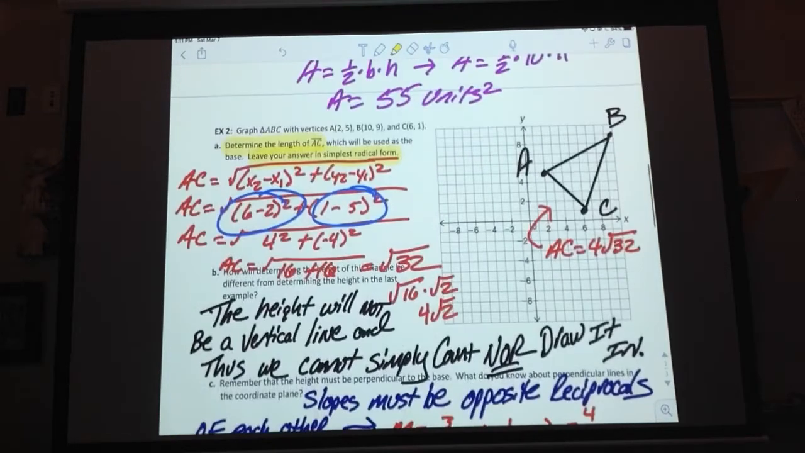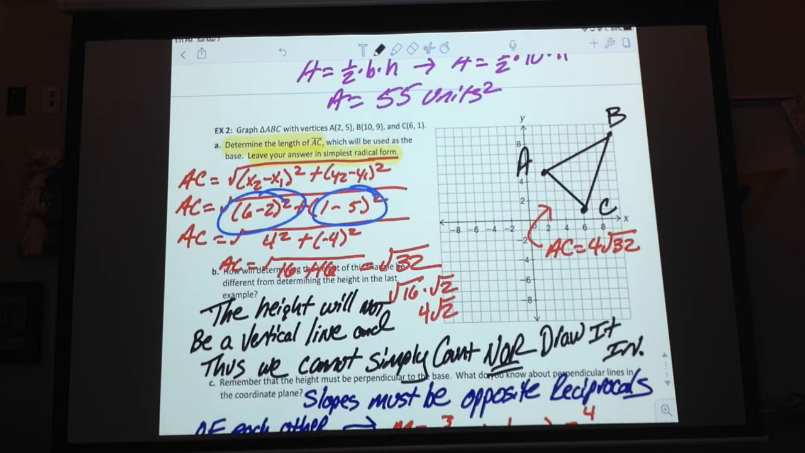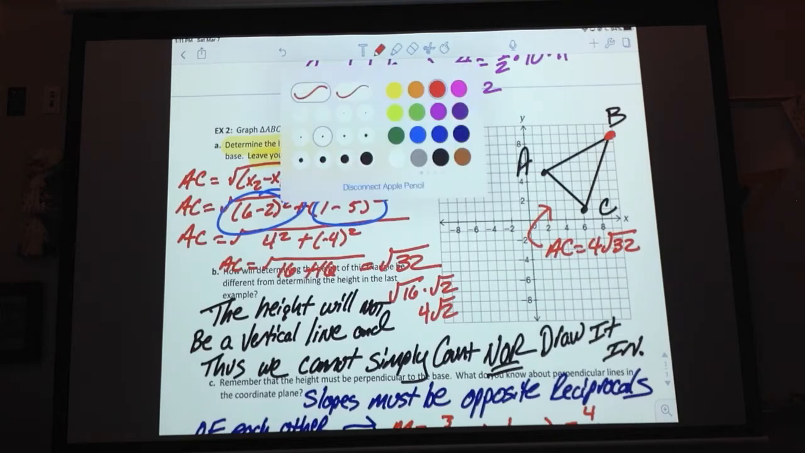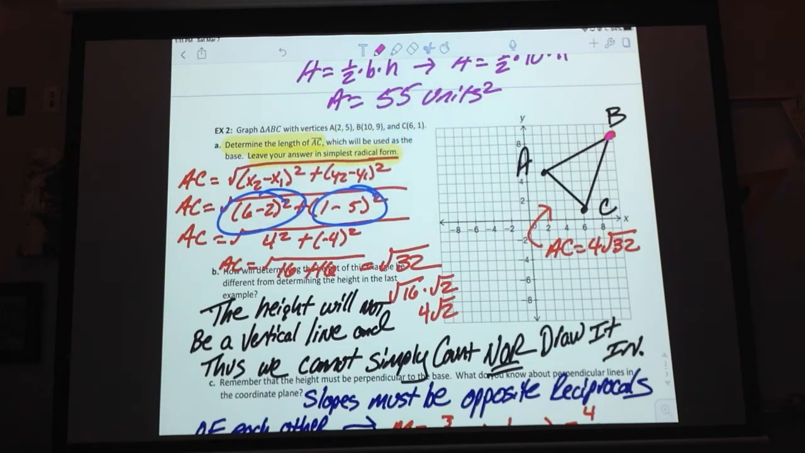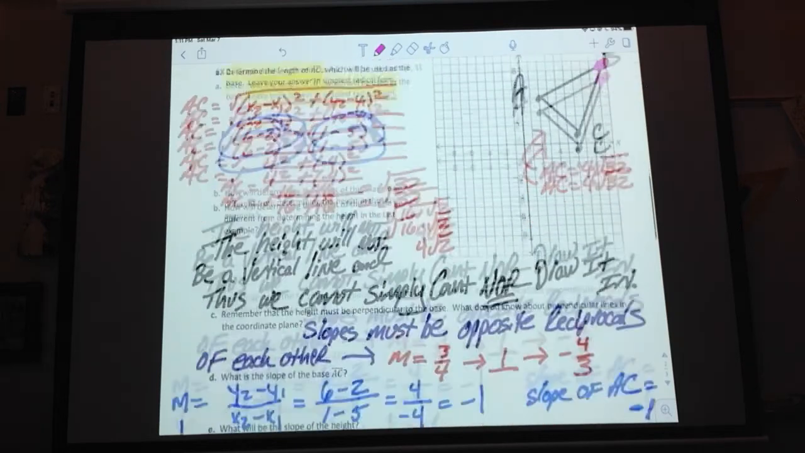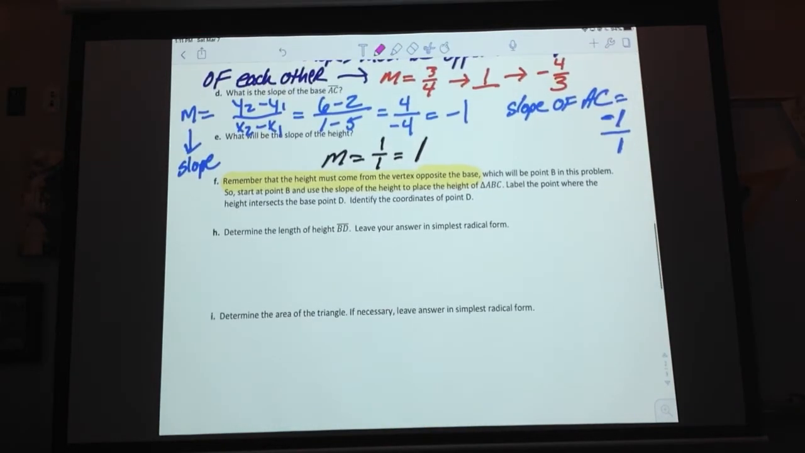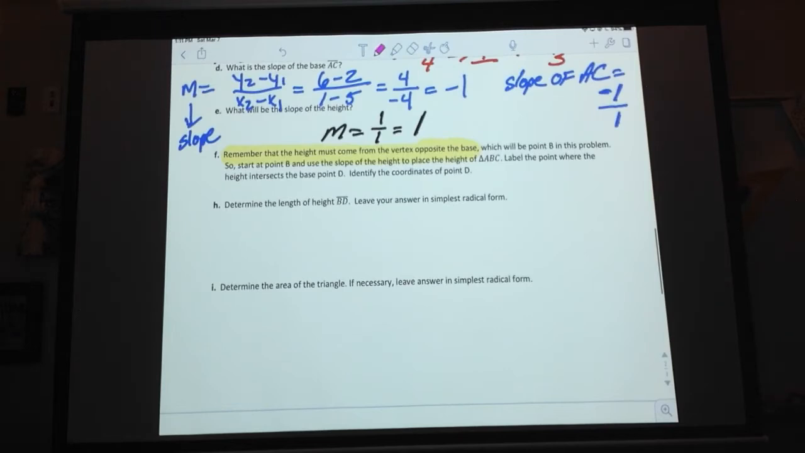In this case, that means, and I'm going to do it in red, that it has to come out of vertex B. And let me do it in a different color that you can see. Pink. We'll go pink. It's got to come out of B. Okay? So I'm going to continue to read. Which will be the point B in this problem? Okay, so start at point B and use the slope of the height to place the height of triangle ABC.